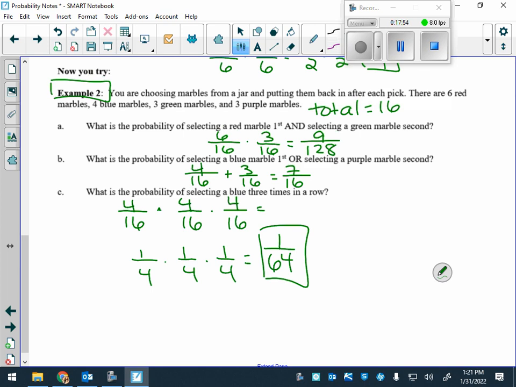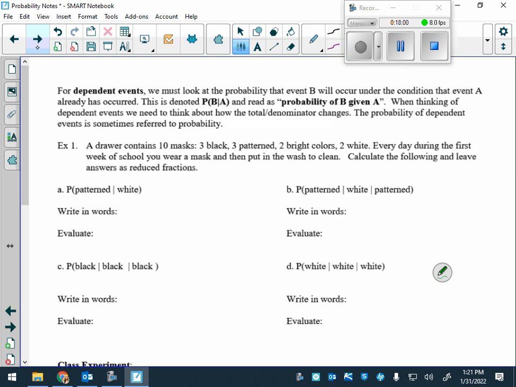All right. So now we talked about independent, right? So now if we look at if something is dependent, you guys are going to be writing in words. I'm going to tell you in words, because it's going to get very messy to see what it looks like up here. So for dependent events, we must look at the probability that event B will occur under the condition event A has already happened. So what that looks like, this little line represents probability of B, given that A has already occurred.